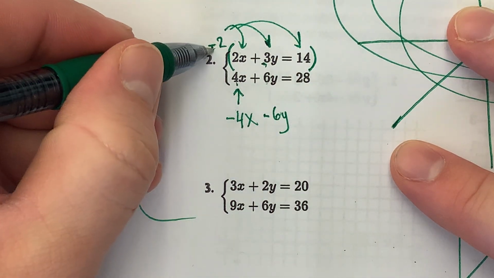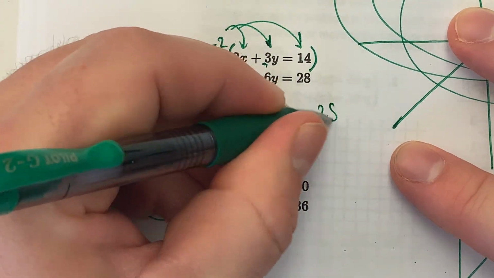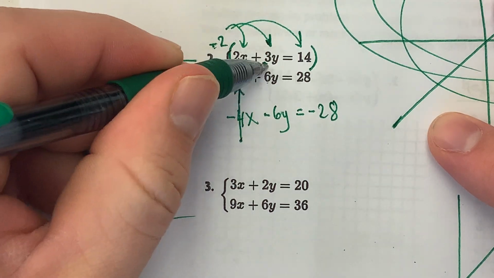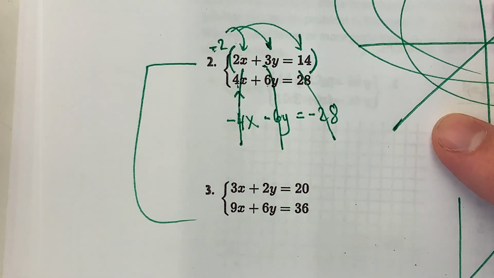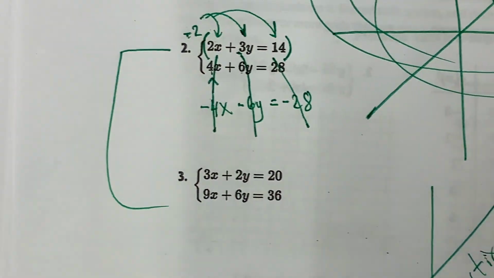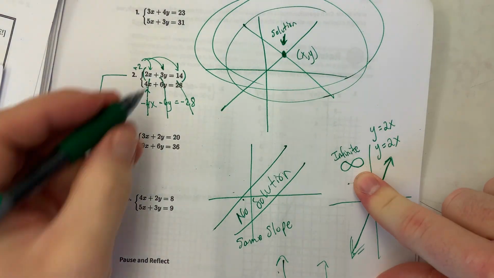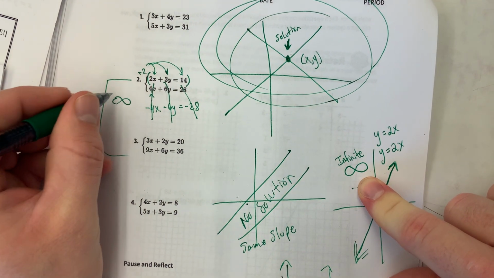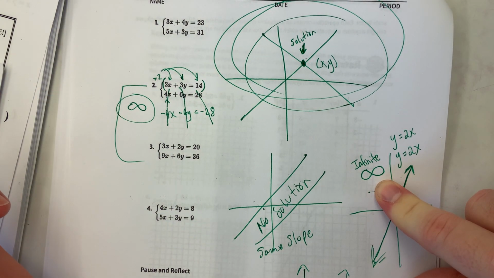And then look at this one. -2 times 14, it's going to be -28. Isn't that crazy? Now look, the 4x's do cancel, but guess what else cancels? And guess what else cancels? So everything cancels. That's crazy. That is by definition the infinite, okay? So this problem right here, this is infinity because these lines are identical, okay?